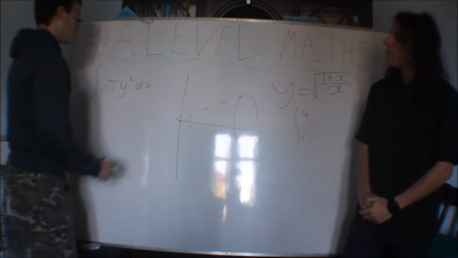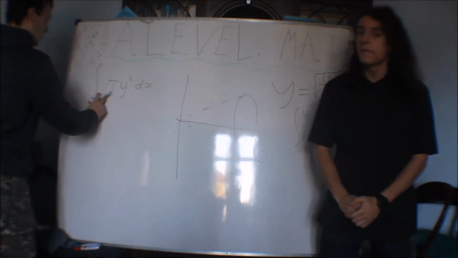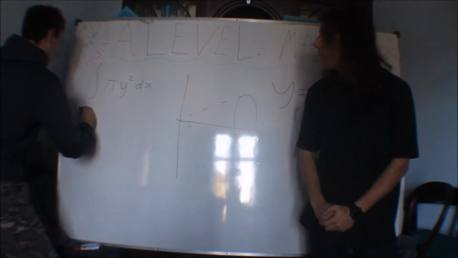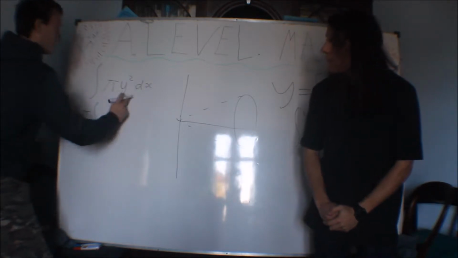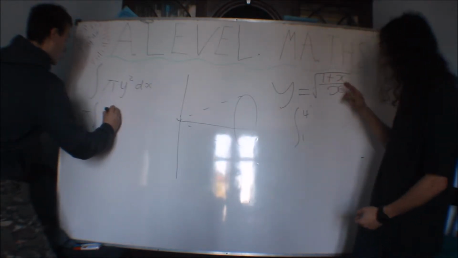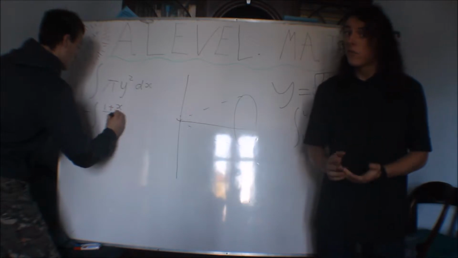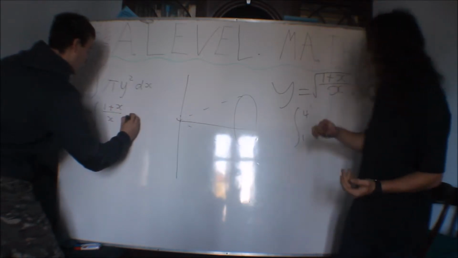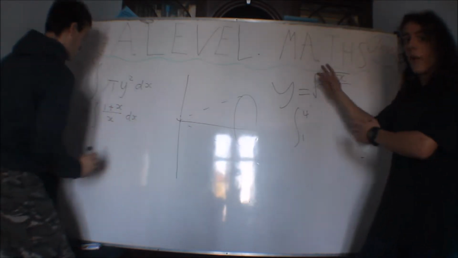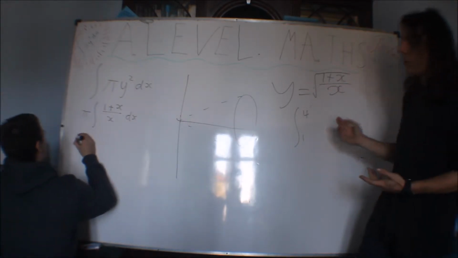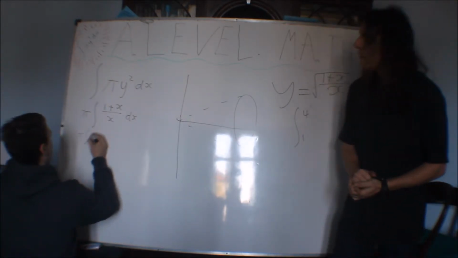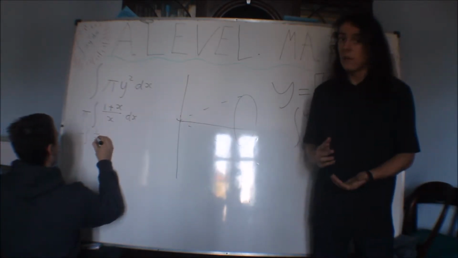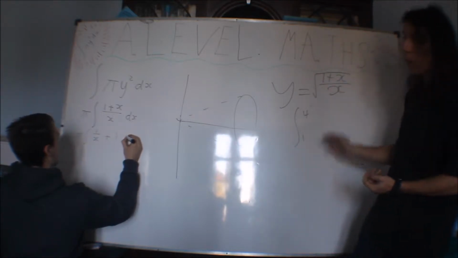So you can input your y in here, but first I'm going to take the pi out. That's a good first step. Pi, and then integrate y squared, which is just 1 plus x over x. That's not very nice, this is where you use your integration rules, but I've just split this up. So you have 1 over x, and then x over x, which is just 1. Remember this is between 4 and 1.